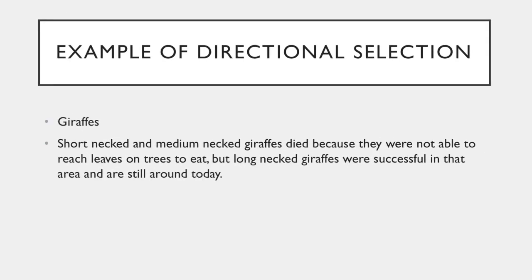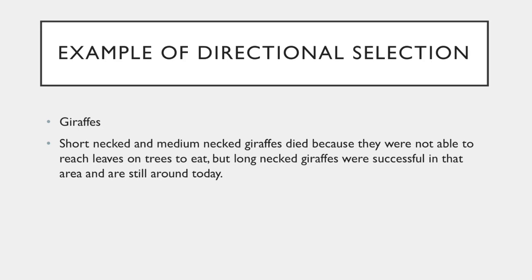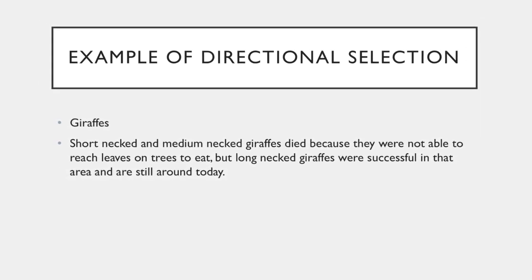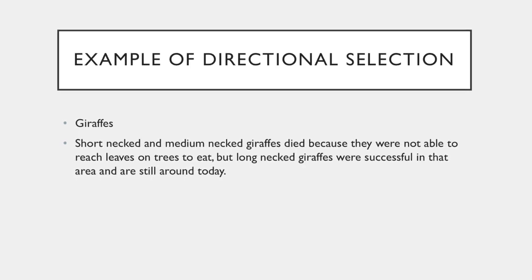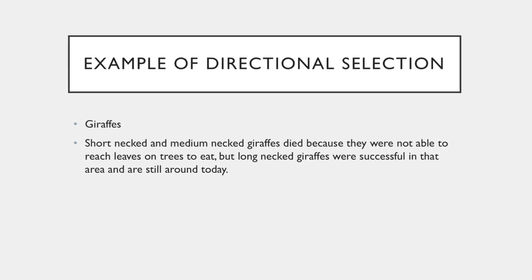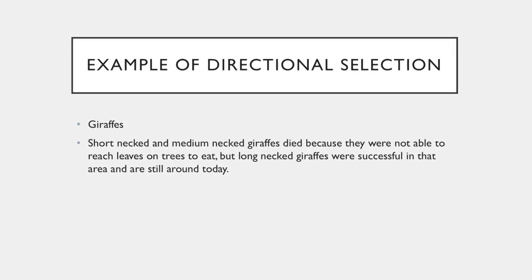An example of directional selection is looking at giraffes. Short-necked and medium-necked giraffes died in the past because they were not able to reach leaves on the trees to eat them. But long-necked giraffes were successful in doing that and reproduced and therefore are still around today.